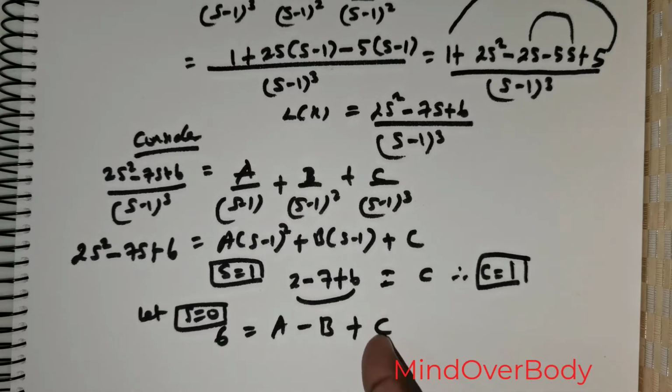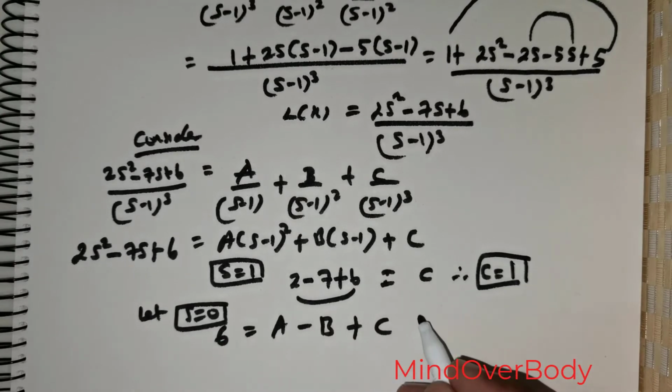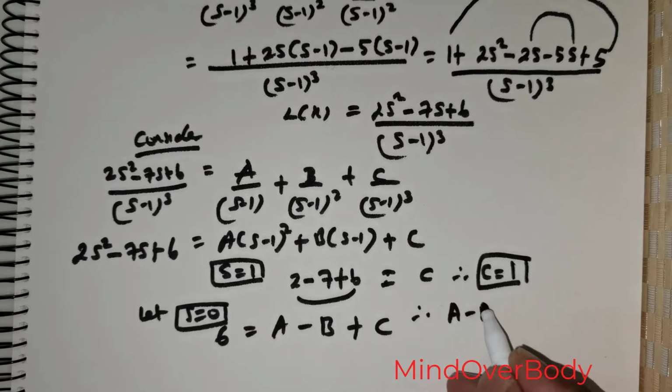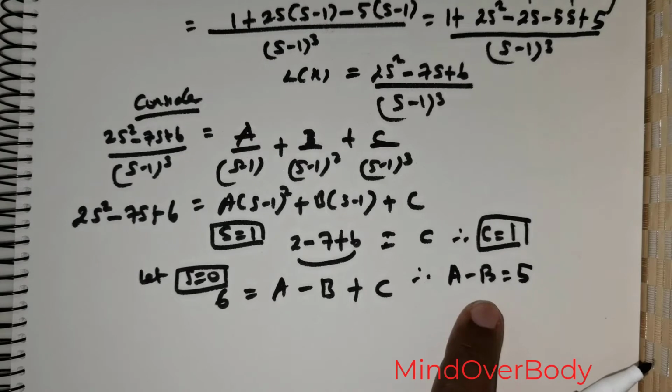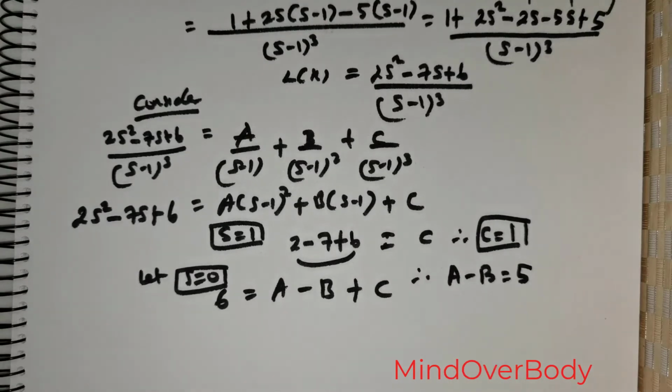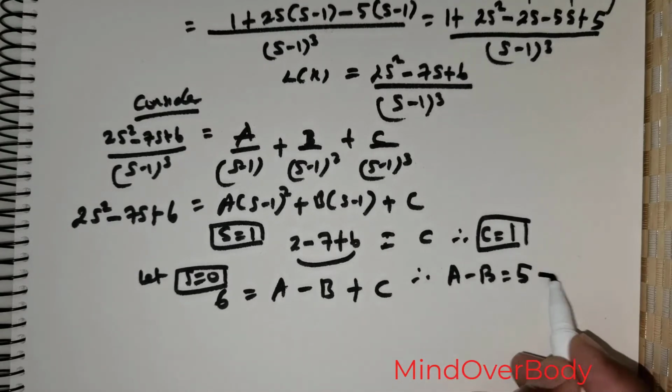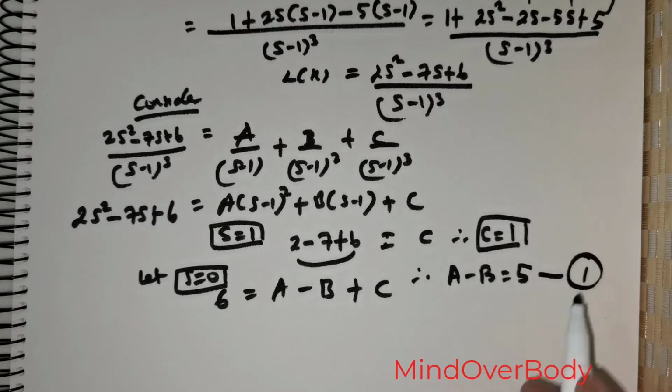So if I were to substitute 1 here and move that, I would have negative b is equal to 5. That's one equation, right? So let me take this as equation 1.